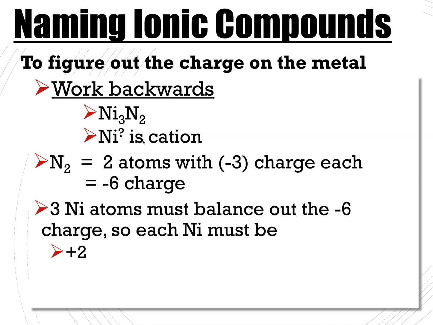So what must each nickel ion be? Yes, it's a +2, because 6 divided by 3 is 2, and we know it's a cation, therefore it has to be positive. Rewrite my answer as nickel(II) nitride. Remember, nitrogen is a monatomic anion, so instead of nitrogen, it's just nitride.